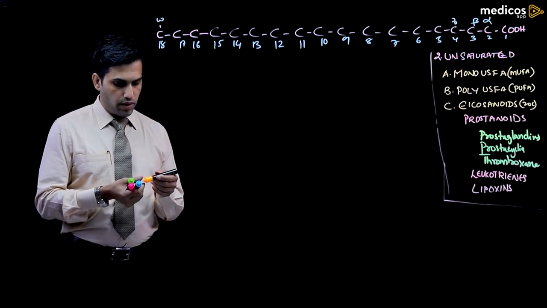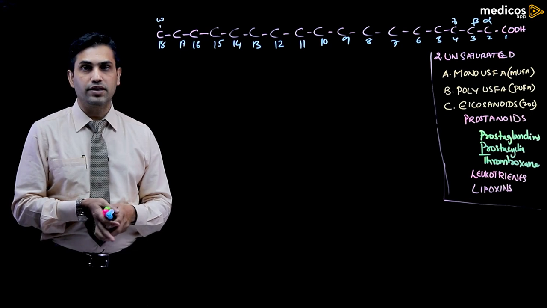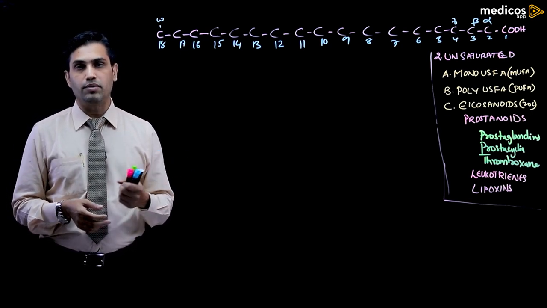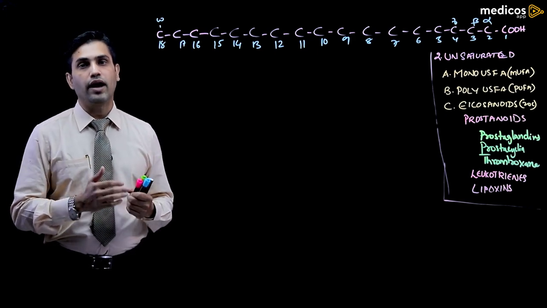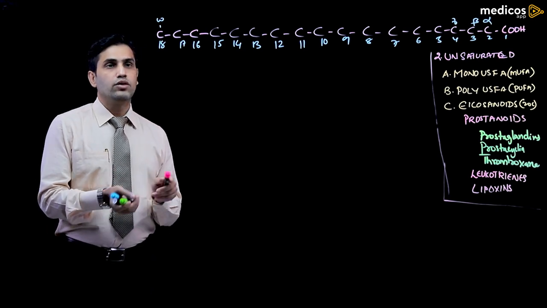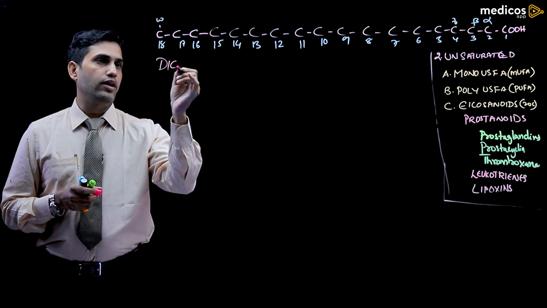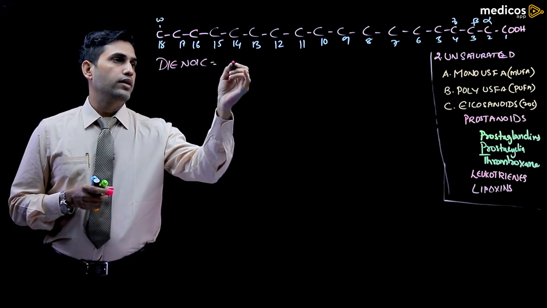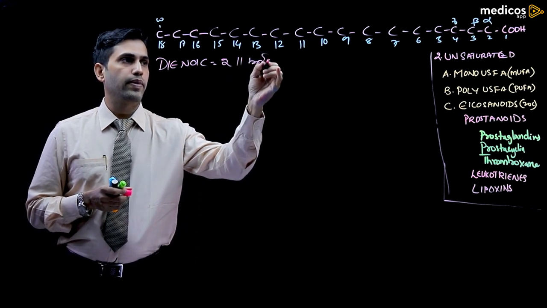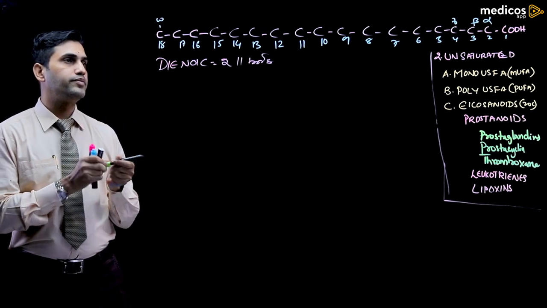Now, let us talk about polyunsaturated fatty acids. Based on the number of double bonds, they can be dienoic, two double bonds, trienoic, three double bonds, tetraenoic, pentaenoic, and hexaenoic fatty acids. So now let us look into those various dienoic, trienoic, tetraenoic and so on. Dienoic has two double bonds.